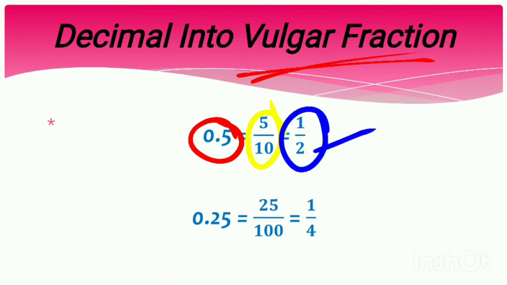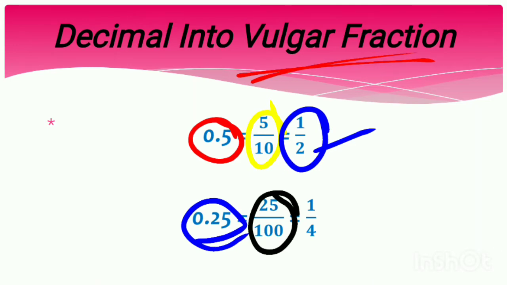Okay, similarly we can write 0.25 as 25 by 100, which when simplified we can write it as 1 by 4. 1 by 4 is a fraction with denominator as 4. 4 is not a power of 10 to the power something, which means 1 by 4 is a vulgar fraction. Okay, in simple words, decimal fraction is a fraction with denominator as 10 to the power something, and vulgar fraction is something with denominator as some number other than 10 to the power something. Okay, are you all clear?